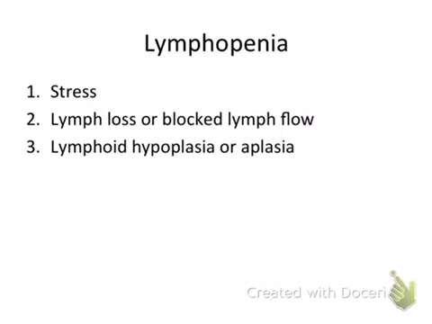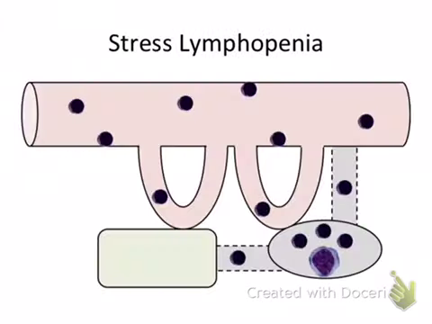This video is going to be on causes of lymphopenia, and on the subsequent slides I will go through each one of these causes. Stress lymphopenia is the most common cause of lymphopenia, and it can occur in any stressed or sick animal. It's caused by cortisol release, and cortisol has two effects.